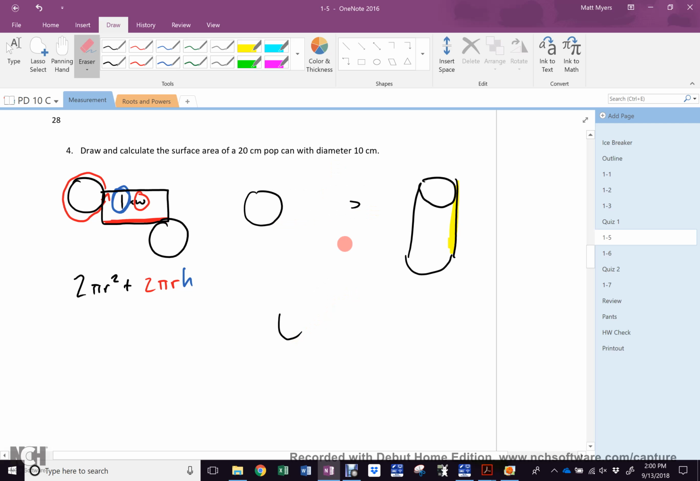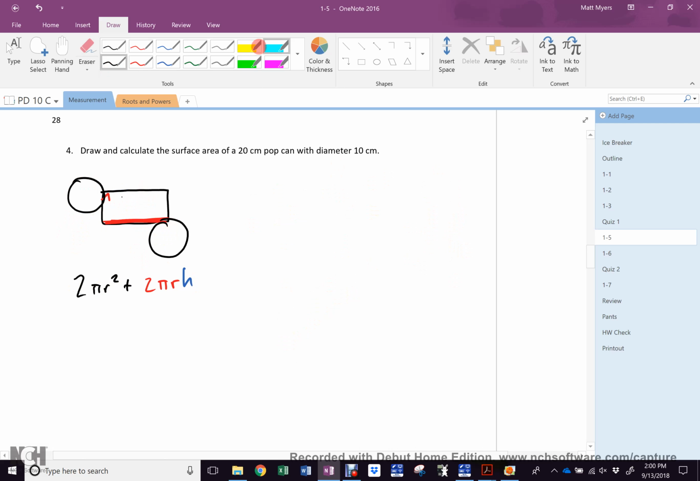Okay. So now, since we have that, we have a formula. 2 pi r squared, 2 pi r h. Now, in this drawing of a cylinder, what part of this is the 2 pi r squared? The circles. What part of it is the 2 pi r h? It's the rectangle. So if I told you this was a cylinder with no lid, what would change in our formula? It wouldn't be 2 pi r squared. What would it be? Pi r squared.